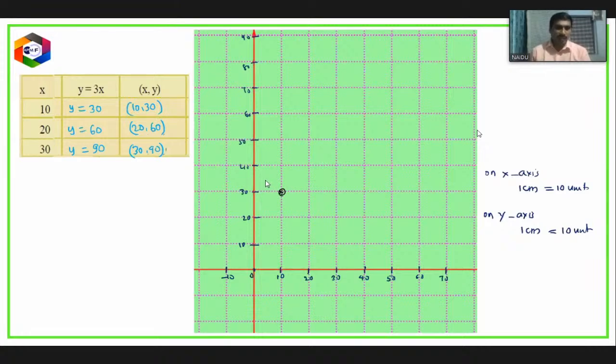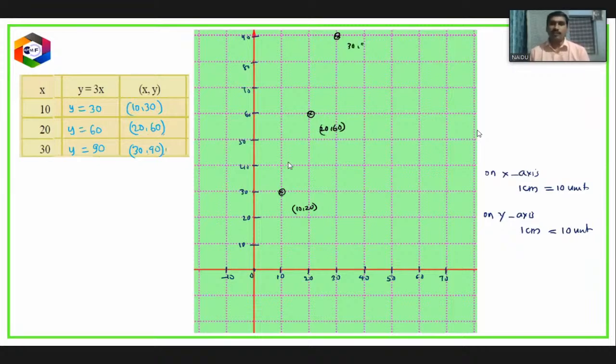And the next one is 20, 60. This is x direction 20, y direction 60. So this is the point. And now x direction 30, y direction 90. So this is the point. Observe, children. This is 10, 30, this is 20, 60, and this is 30, 90. I think the points are clear.